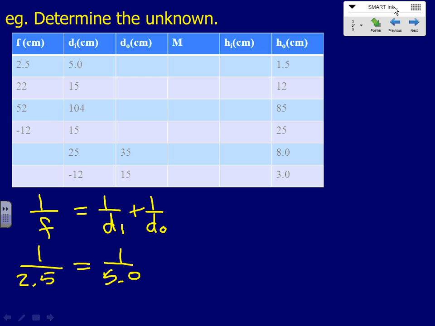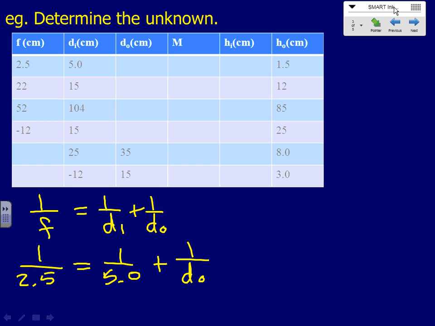Let's keep going. Not a problem. We can still do it. What we're doing here in this question, I guess, is we're saying we know where the image is. Let's find where the object is. That's okay as well. Plus 1 over DO. I want to isolate DO.